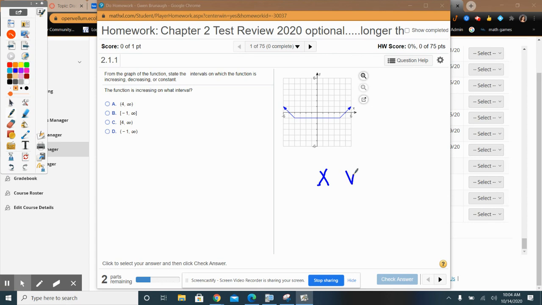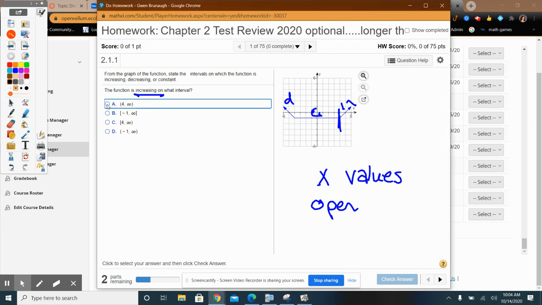Remember that we use X values for these, and it's kind of best to look at all of it and then go back and forth afterwards. So this is decreasing first, then it's constant, and then it's increasing. So it's increasing right here, and we use the X values. So that's from 4 to infinity, and we always use open symbols for increasing and decreasing. So don't use a square bracket because you're only going to have one chance on the test. It's always the open. So 4 to infinity parentheses.